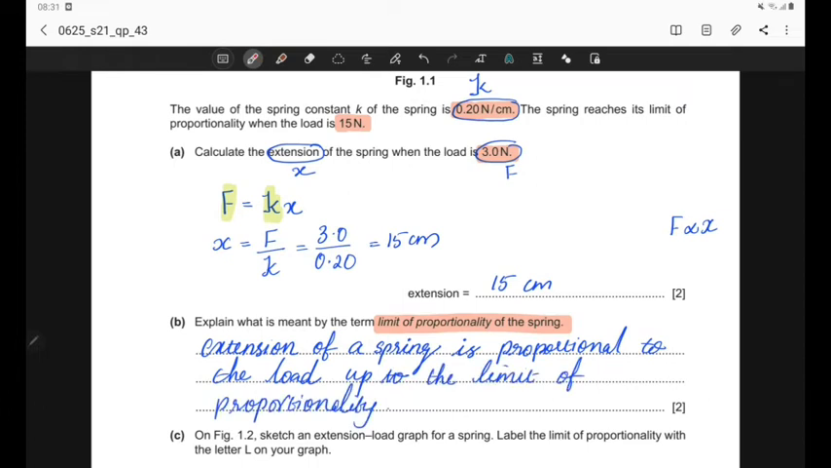This is a 2-mark question. So first mark you will get for writing extension of a spring is proportional to the load, and the second mark is for writing up to the limit of proportionality.